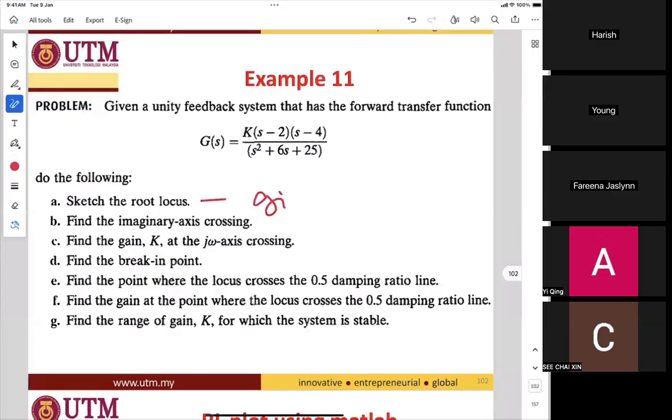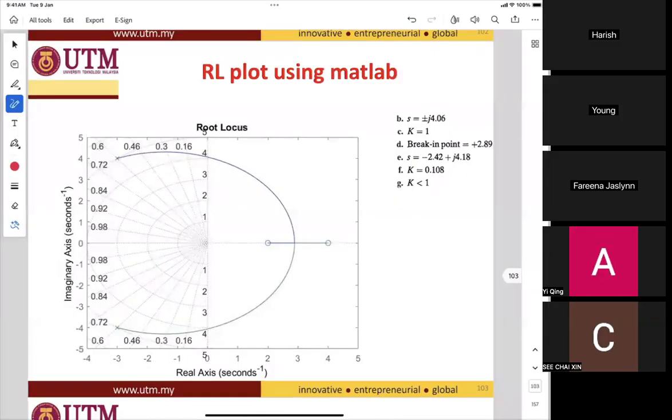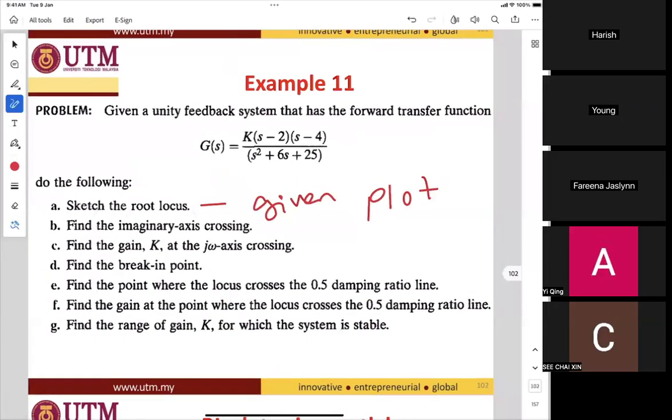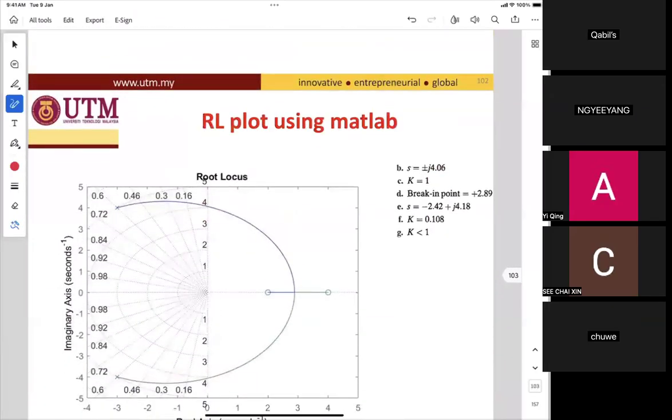Right, sketch the root locus. This one is given. Okay, so this is the plot. The imaginary j omega axis crossing is here, where K critical occurred. By observation, we found that the value is plus minus j 4.06.